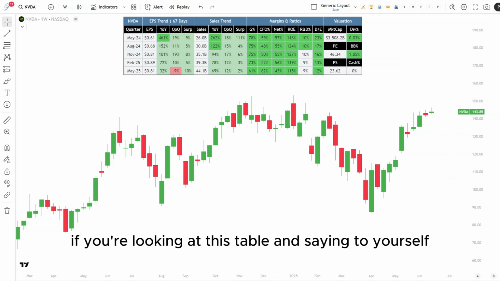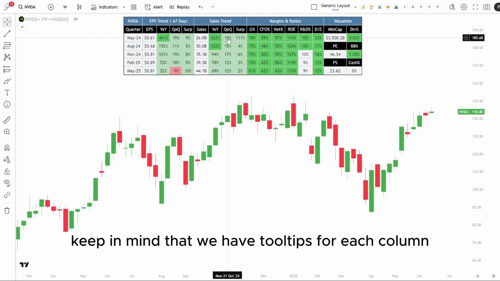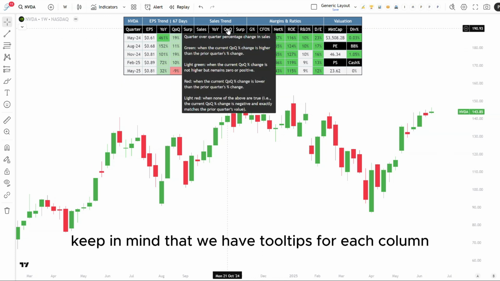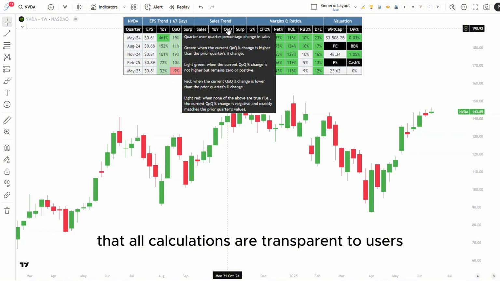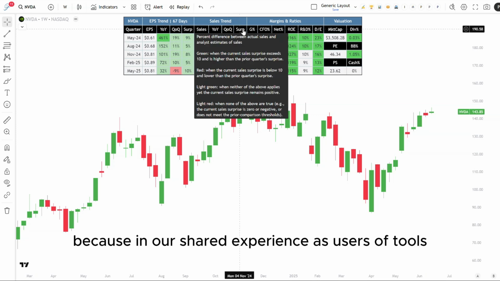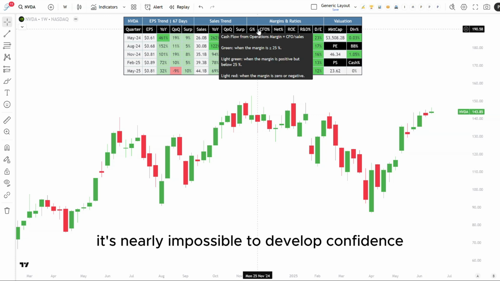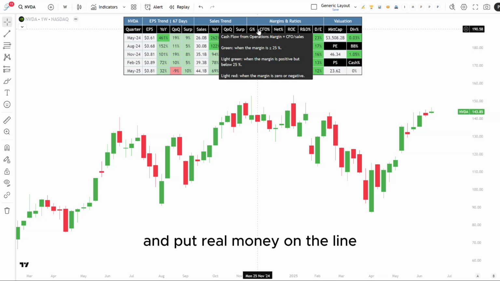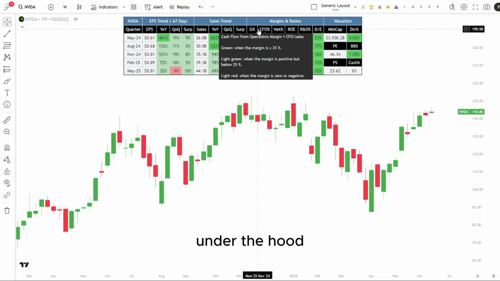Now, if you're looking at this table and saying to yourself, I don't know what those columns mean, keep in mind that we have tooltips for each column. It was important to us when designing our indicator suite that all calculations are transparent to users, because in our shared experience as users of tools, it's nearly impossible to develop confidence and put real money on the line if you don't know how everything is working under the hood.